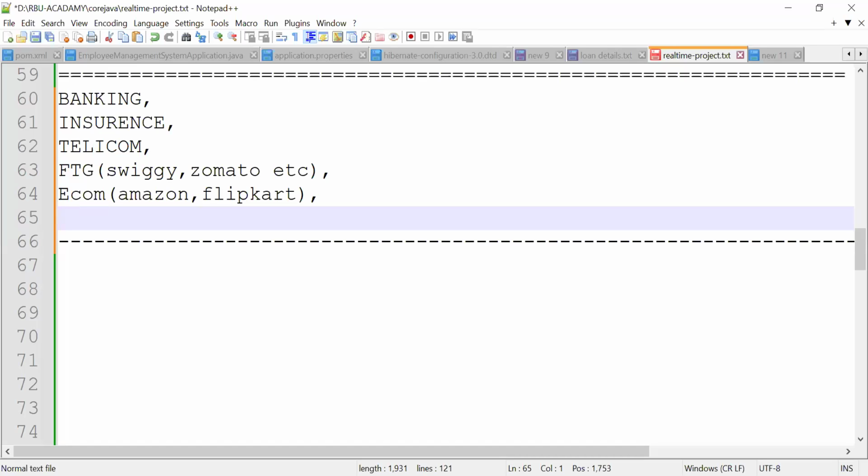Think about it daily. What are all the applications we are using? Maybe check your phones. On a daily basis, we use all these systems apart from insurance, right?